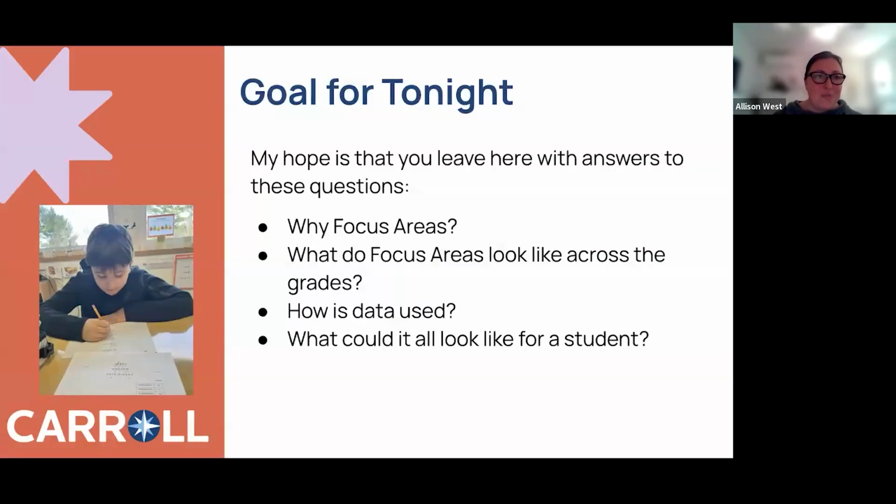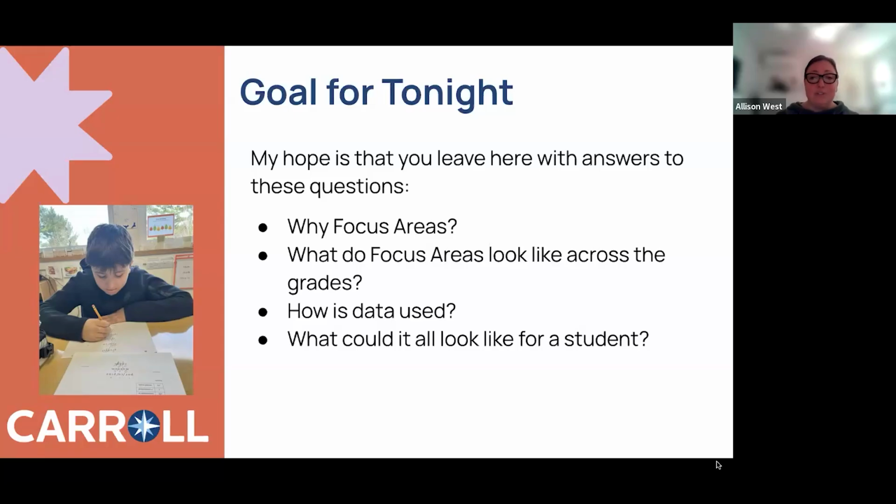Okay, so the goal for tonight. I hope that you all leave this time we're spending together better able to answer these questions. Why focus area? Why do all students across the school have a focus area class? The other divisions offer other classes. Middle school has science and history. Lower school science is a multi. So why is focus area a constant? What do they look like across divisions? Are they similar? Are they different?